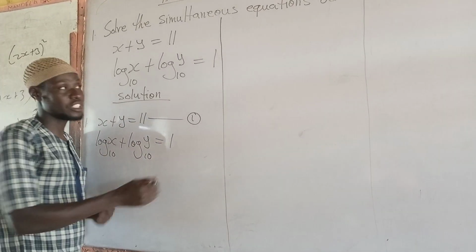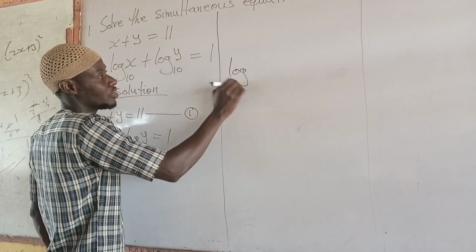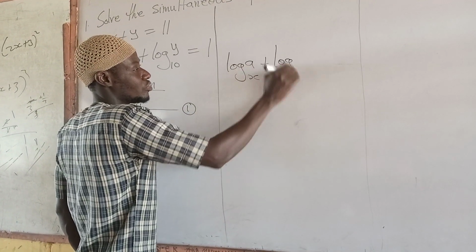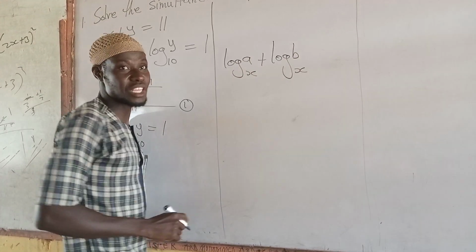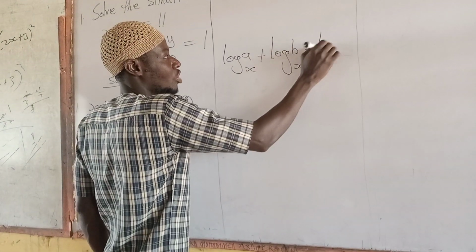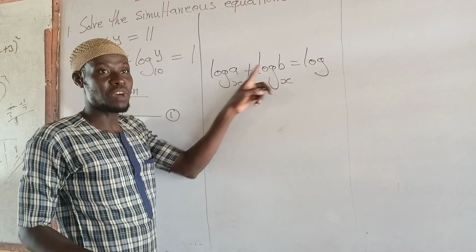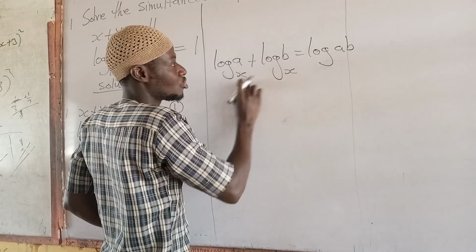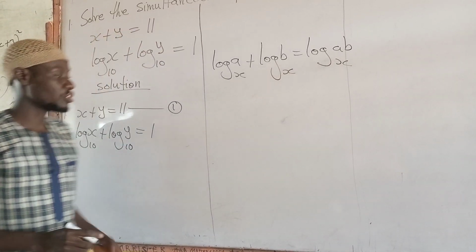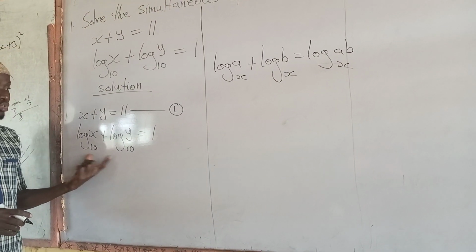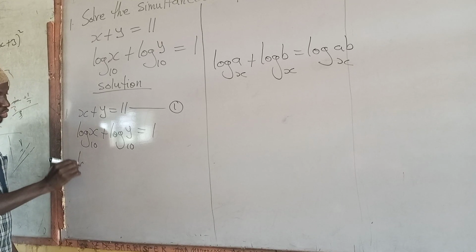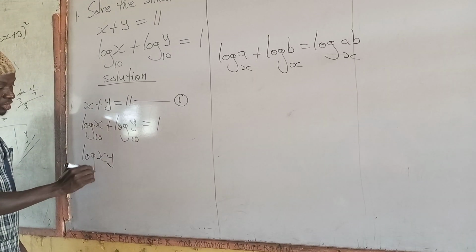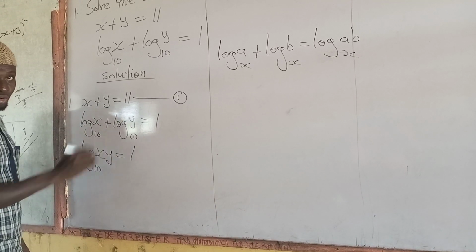One of the concepts is that if you have log of a to the base x plus log of b to the same base x, this should be equal to log of a multiplied by b, so ab, to the same base x. That's the concept that we're going to apply here. This will be log of xy to base 10 is equal to 1.